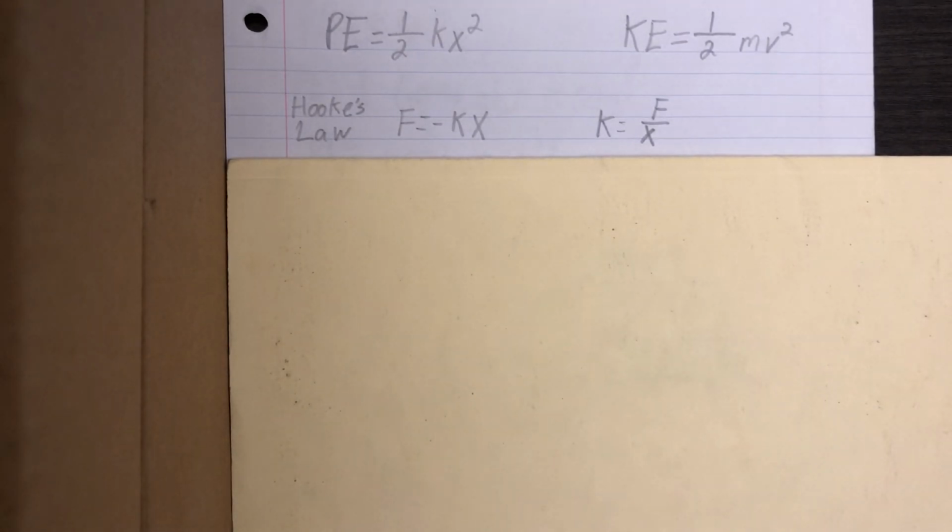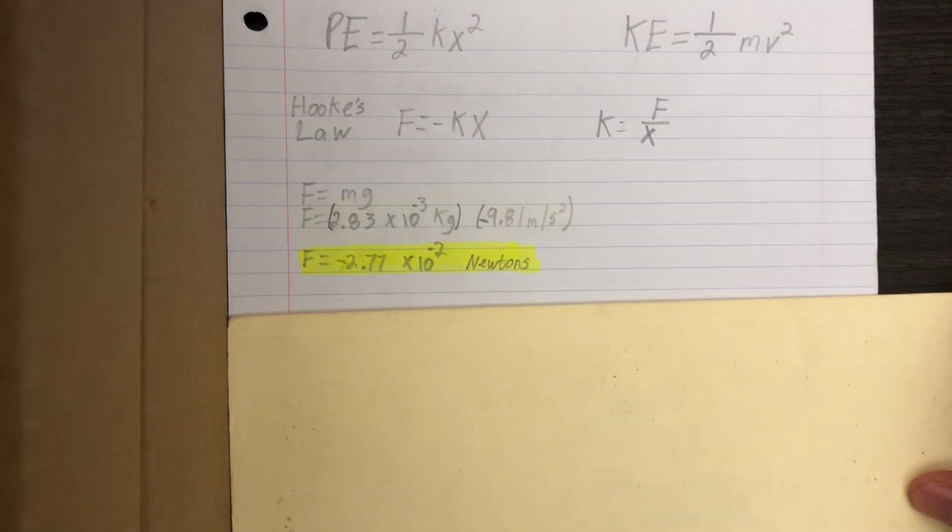So first I wanted to find the potential energy of my mimic, which is half times the k constant times x squared. In order to find the k constant, I need to use Hooke's law. In order to use Hooke's law, I need to make the k constant equal force over x, which is the displacement of the spring that is either being stretched or compressed.